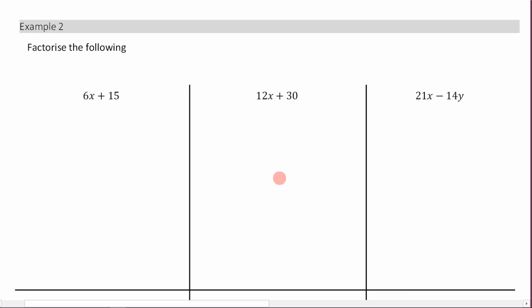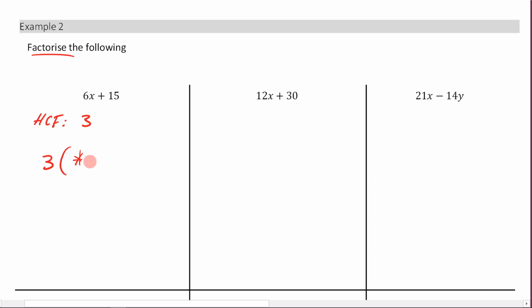So now these are the type of questions you're going to see in your textbook and in the test. It's going to say, factorize the following. So we're going to follow what we normally do. If we're given this, we're first going to find the highest common factor of both of these terms. So 6x and 15. The highest common factor is going to be 3. So that means I pull 3 out.